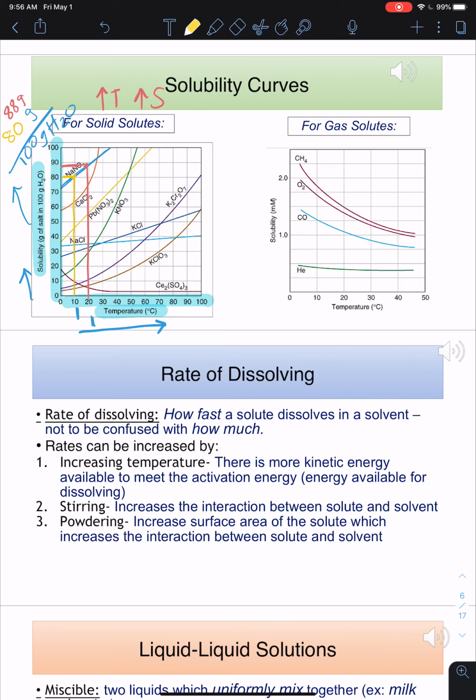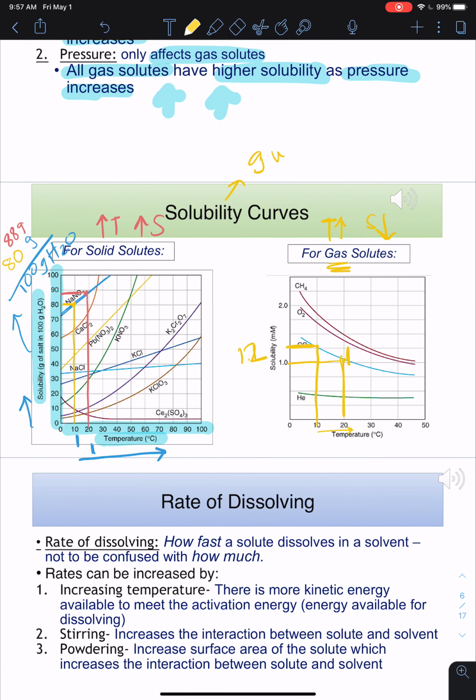Okay, so same idea, solubility versus temperature. So as the temperature increases, let's look at 10. At 10 degrees, you get what? Roughly 1.1 millimolarity? What is that? Yeah. And at 20 degrees, this one was about 1.2, and this one is about 1. So this one over here, as temperature increased, your solubility decreased because you have a gas solute. Okay, so that is how your actual solubility works. Remember, the solubility is how many grams will dissolve.